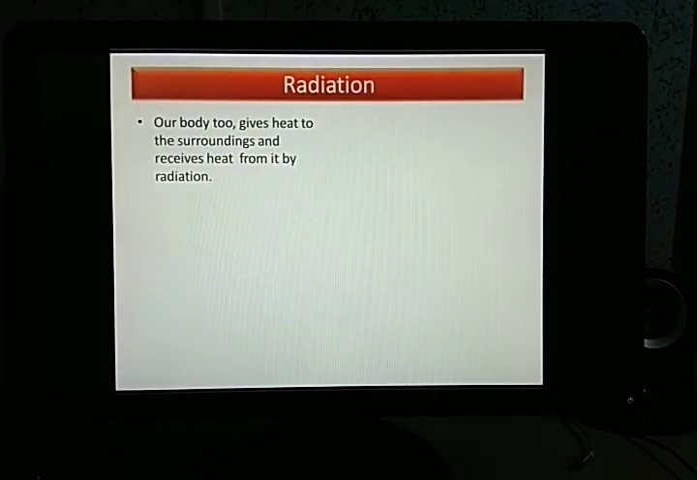Our body too gives heat to the surroundings. Yes, this is one interesting fact. Most of us don't know about it, that not only are we taking in or absorbing heat, we also give out heat.